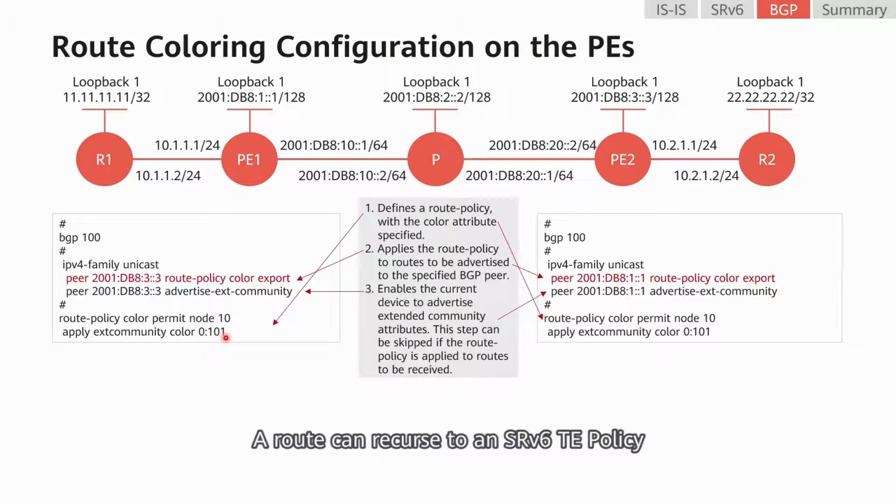A route can recur to an SRv6 TE policy only if the color value of the route is the same as that of the SRv6 TE policy. Second, apply the route policy to routes to be advertised to the specified BGP peer, and enable the current device to advertise extended community attributes. This step can be skipped if the route policy is applied to routes to be received.